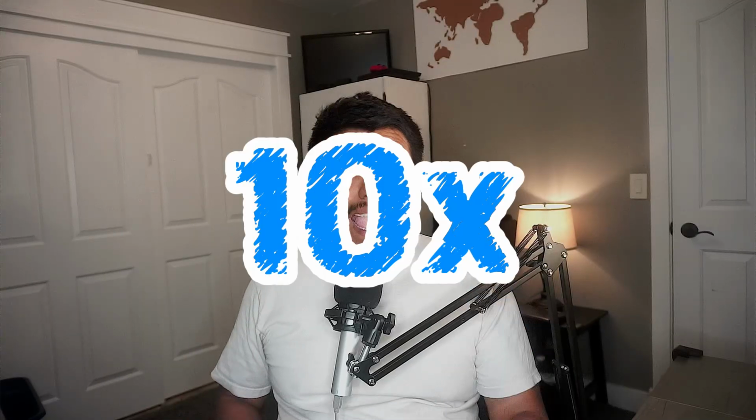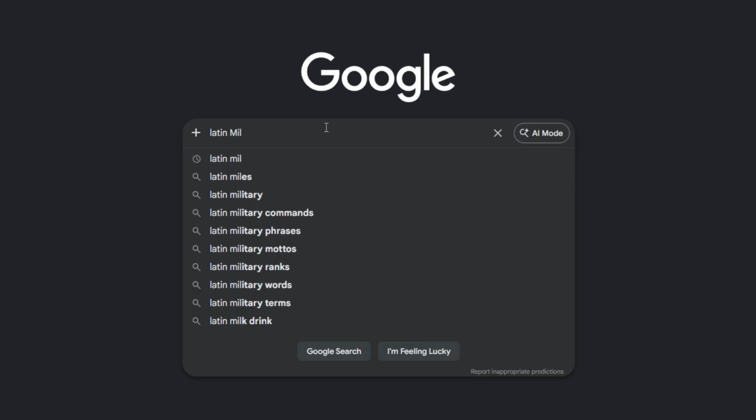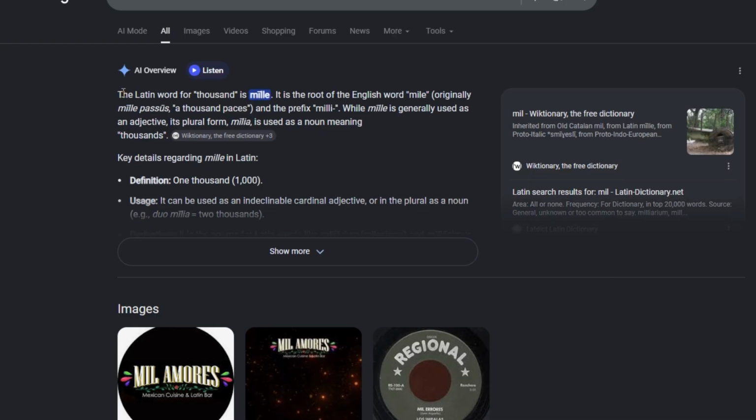Now, the metric system applies the same principles, but the difference is that it applies it in powers of 10 rather than powers of 2. Tens, hundreds, and thousands. For example, 1 liter is equal to 1,000 milliliters. Now, why 1,000? Well, in Latin-based terminology, mil, M-I-L, means 1,000, so milliliter means 1 of 1,000. So naturally, 1,000 milliliters is equal to 1 liter.